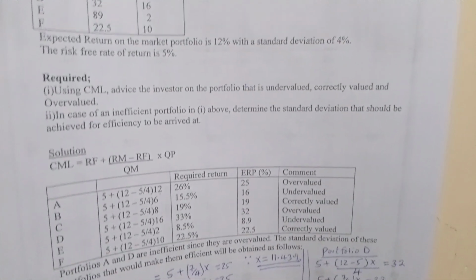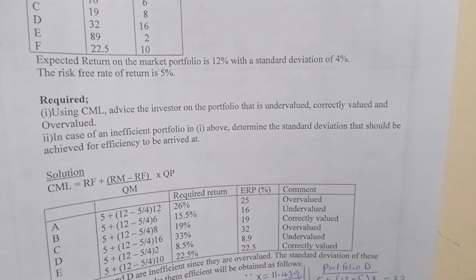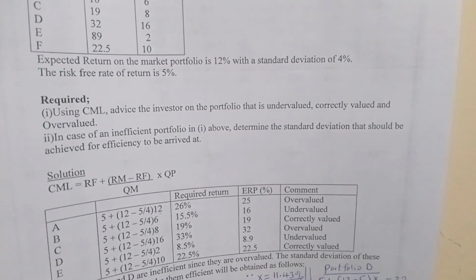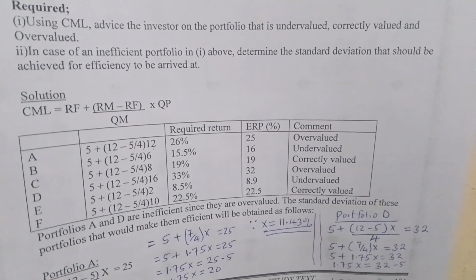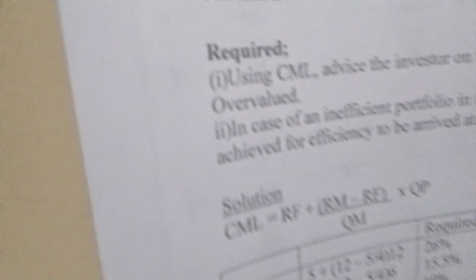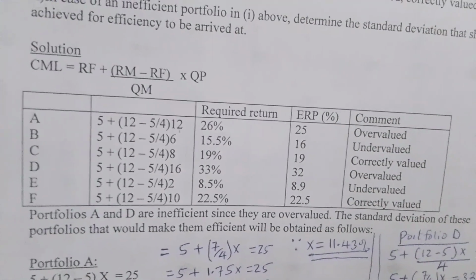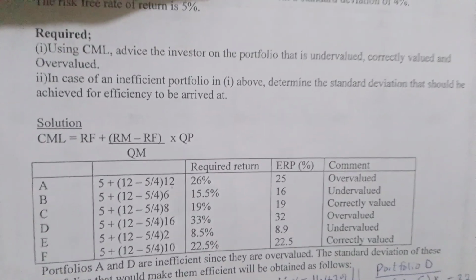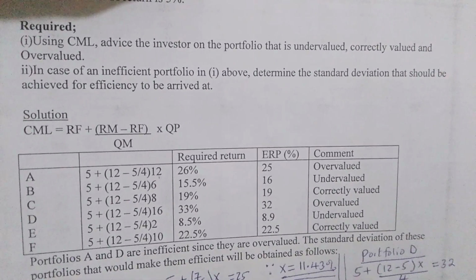Now there is question number, so required number 1, you are told using capital market line and advise the investor on the portfolio that is undervalued, correctly valued, and overvalued. So we are able to answer that on our comment column. You have that column where we have made a comment there. The securities which are overvalued, the ones which are undervalued, the ones which are correctly valued. We now answer number 2, Roman number 2.